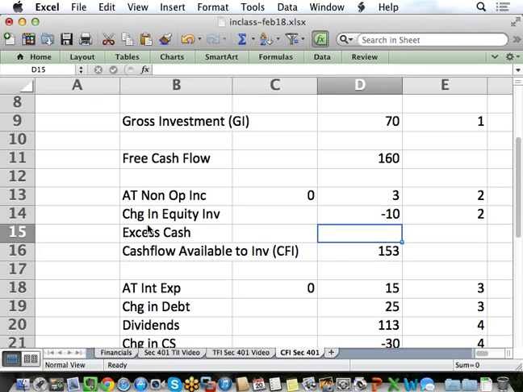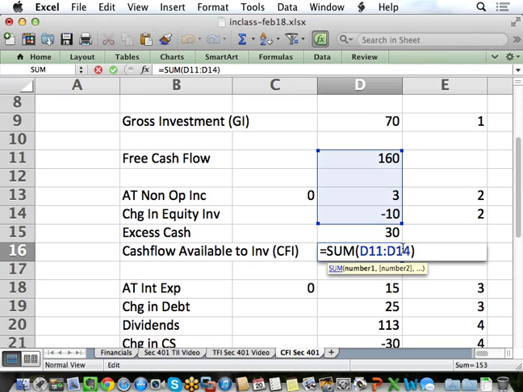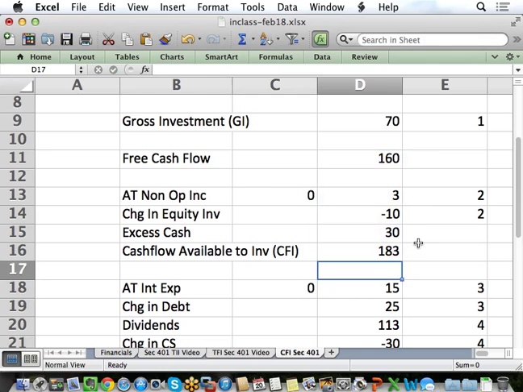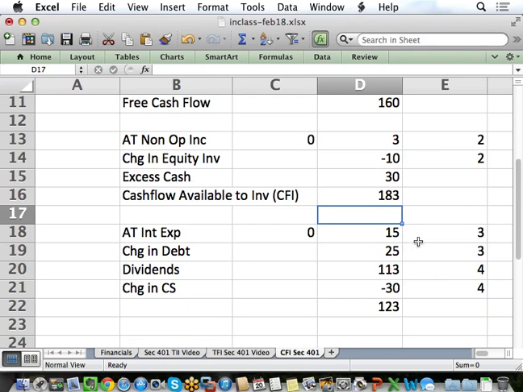And would that be a positive or a negative? The change in the excess cash. Well, if we made it a positive, and we sum these up, 183, 123. So it can't be positive. It's got to be negative. Right? Now, here's why it's got to be negative.